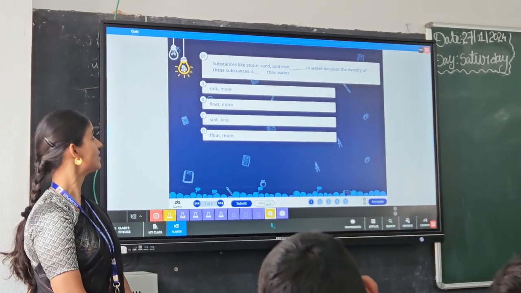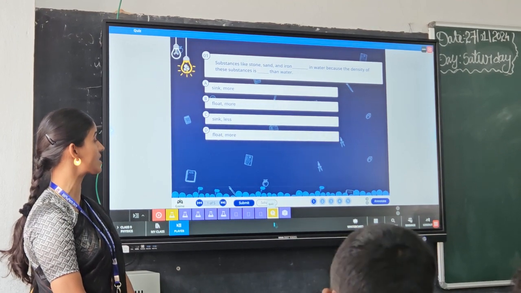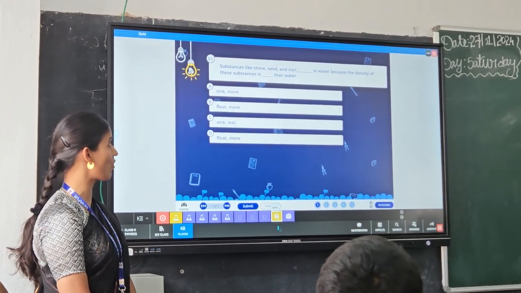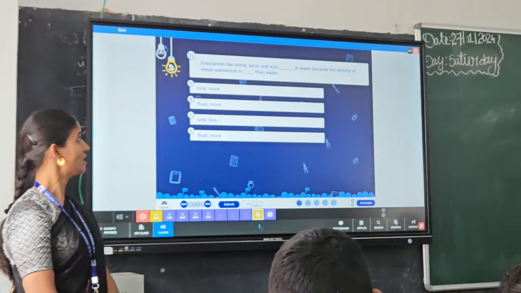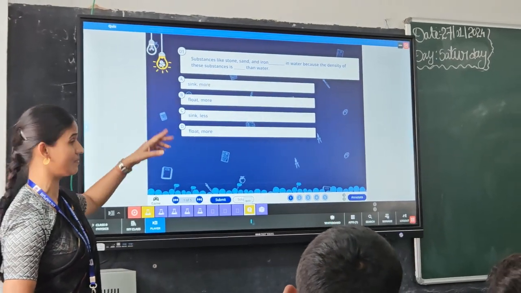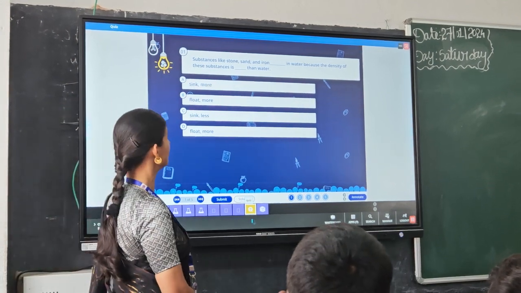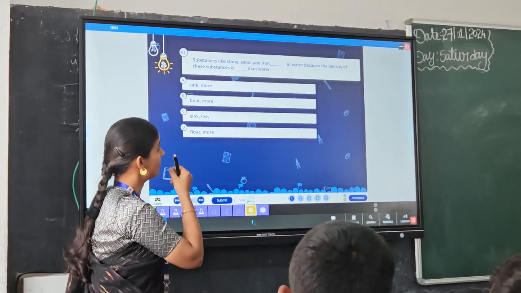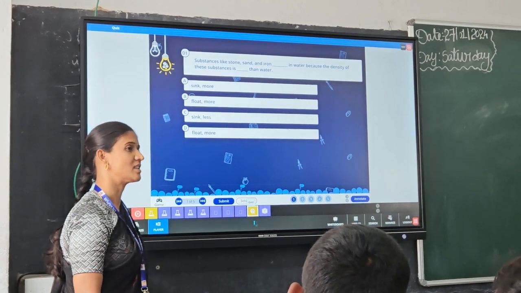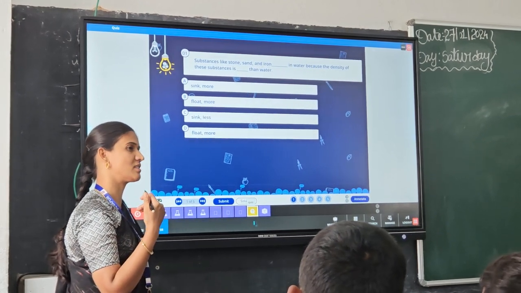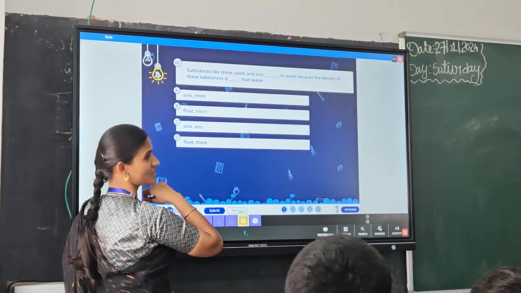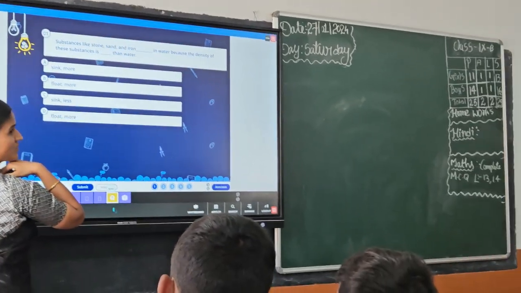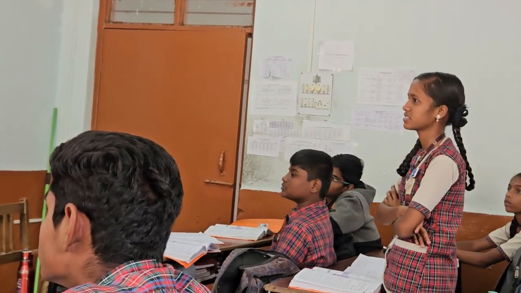Stand up, Megha. Substances like stone, sand, and iron dash in water because the density of these substances is dash than water. But do these substances sink or float? Sink. Why? Because the density of these substances is less than water. Less than water or more than water? More than water. So what is the option? Sink and more. A, B, C, D. A.